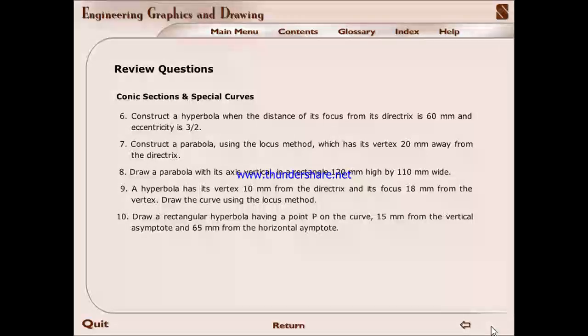A hyperbola has its vertex 10 mm from the directrix and its focus 18 mm from the vertex. Draw the curve using the locus method. Draw a rectangular hyperbola having a point P on the curve 15 mm from the vertical asymptote and 65 mm from the horizontal asymptote.